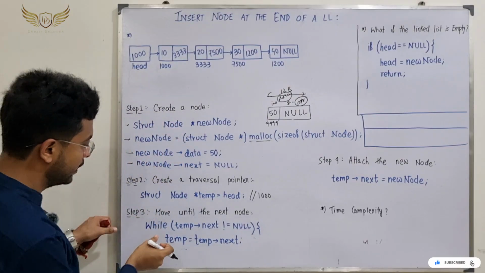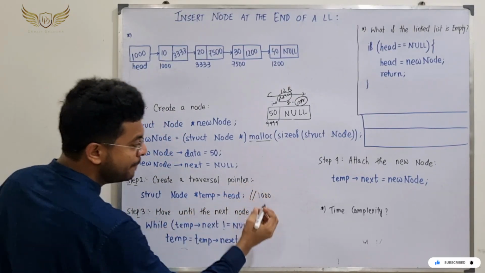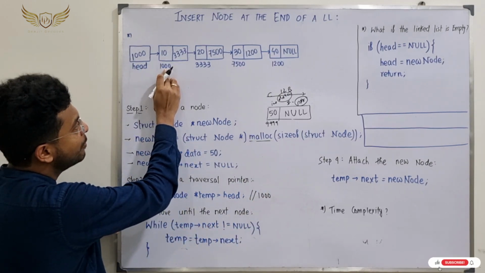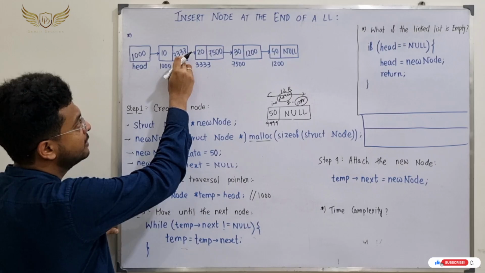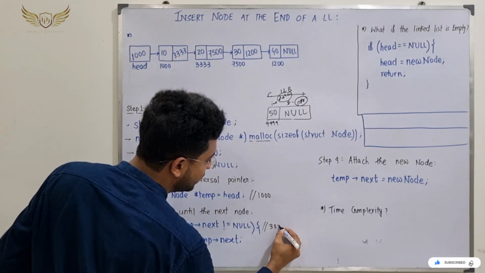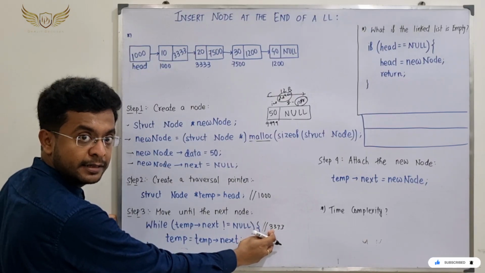So see what it is doing. While temp arrow next not equals null. So what is the first value? Temp value is 1000. So temp arrow next means go to the 1000 memory location and see what is at the temp arrow next. 3333. So the temp arrow next is 3333. So it is not null. Correct? It is not null.